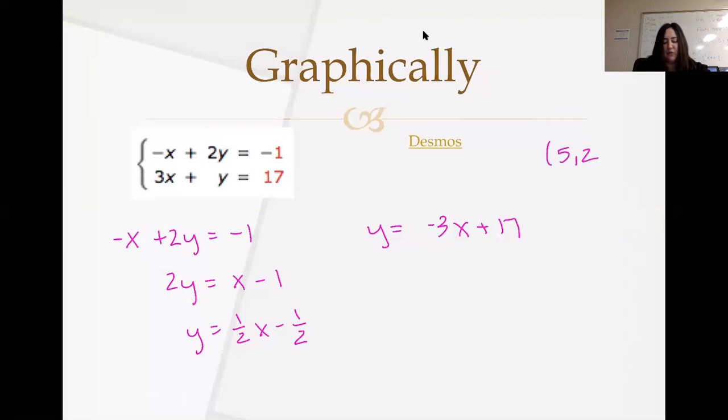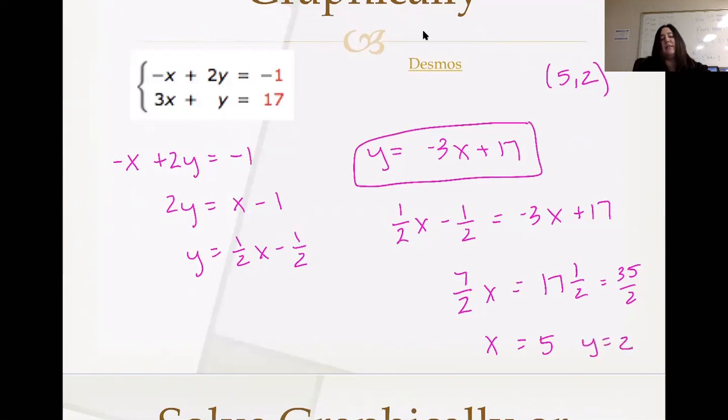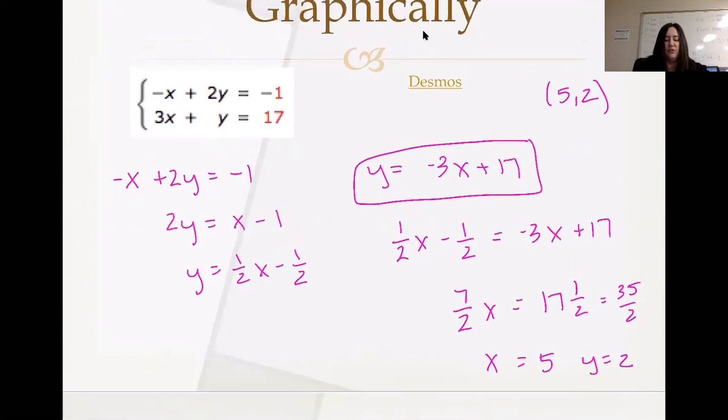We can also do this algebraically, and we could set our two equations equal. We would have 1/2 x minus 1/2 equals negative 3x plus 17. If I add that over, I get 3 and 1/2, which is really 7/2 x equals 17.5, which is really 35 over 2. And then when you divide, that would give you an x of 5. Again, if you plug that back in, say to this equation right here, you would get a y value then of 2. And you can see algebraically, you're going to get the same solution as you do graphically.